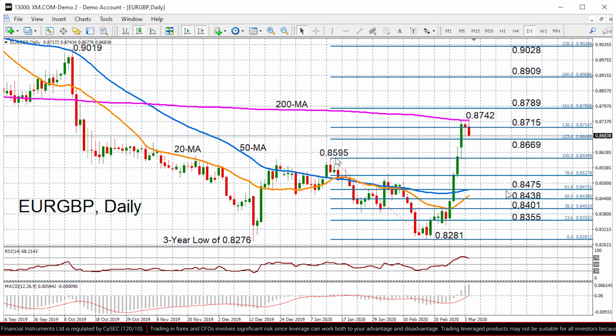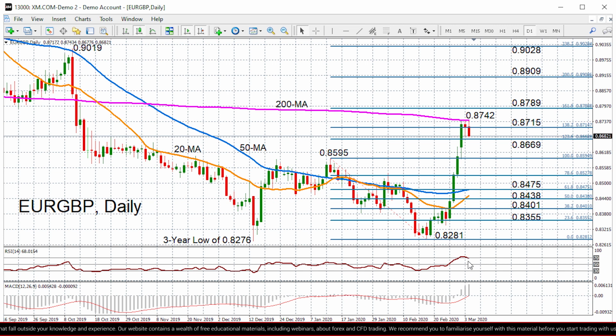0.8595, but the key supports to the downside are really the 50 and 61.8% Fibonacci levels of 0.8438 and 0.8475 respectively, because if that support area doesn't hold up, we could see EURGBP making another attempt at that 3-year low of 0.8276. For now, though, although intraday momentum is to the downside, the overall short-term picture is still fairly positive.